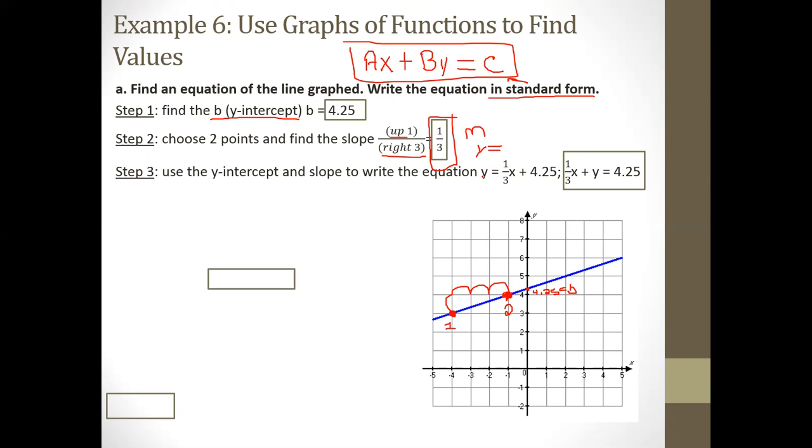So to convert this equation from slope-intercept form to standard form, all we do is move this x term, this 1/3 x, to the left side of the equal sign. We subtract 1/3 x from both sides of the equation. When we do that, the 1/3 x cancels on the right side of the equal sign, leaving 4.25. On the left side, we now have -1/3 x, it should be a minus here, plus the y, and it equals 4.25. That's standard form.